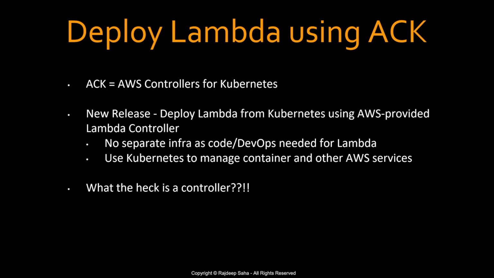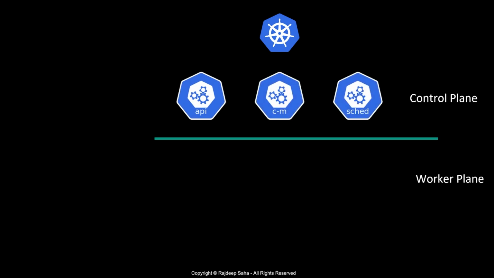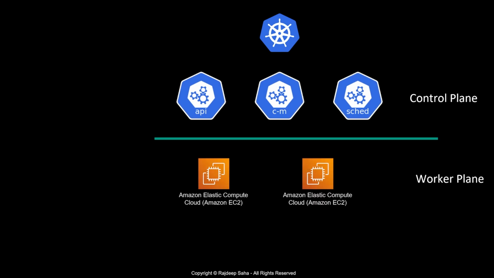I'm sure all of you folks are thinking, what the heck is a controller? So let's understand that first. If we look at a Kubernetes cluster, it has two main components, control plane and worker plane. Some of the main components of the control plane are API server, controller manager, and scheduler. And your worker plane is typically EC2 worker nodes where your application will be running.